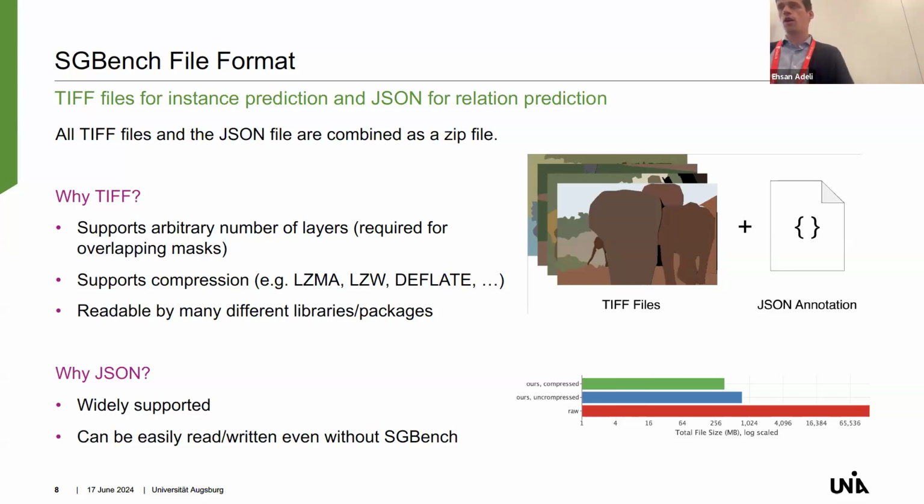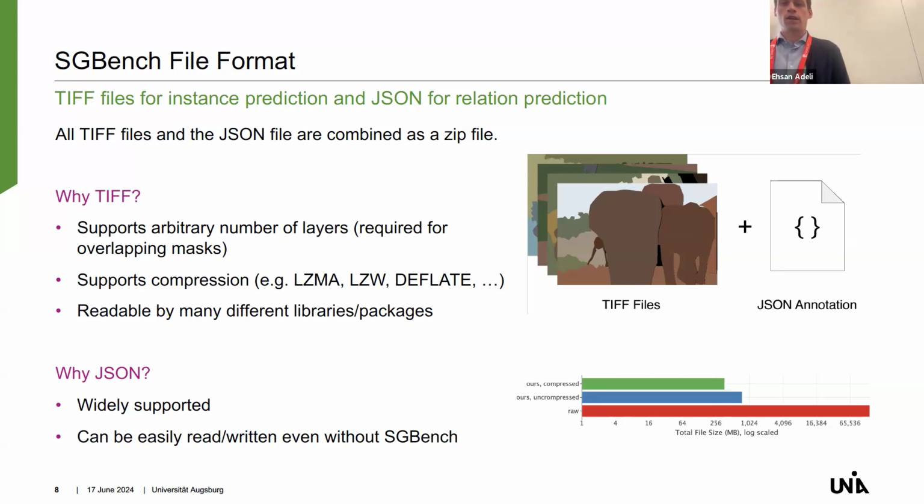For example, you have 100 instances in an image, and you want them to partially overlap. You cannot really do this in PNG, because then you have just 3 channels. So we chose TIFF to have 1,000 layers. It supports compression, which solves the file resource requirements, and it can be read by virtually anything. Any programming language you want to use supports TIFF files, so there's a really high chance that you can read those.